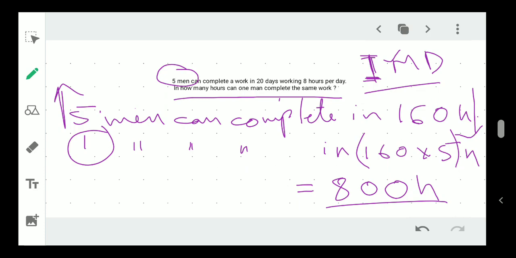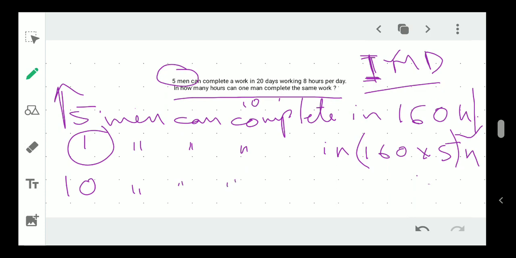Now if the question was such that in how many hours can 10 men complete the same work, in that case what do we have to do? If the situation was that for 10 men I have to find out the time required, then I have to write 10 men can complete in, now I have to divide 160 into 5 by 10.